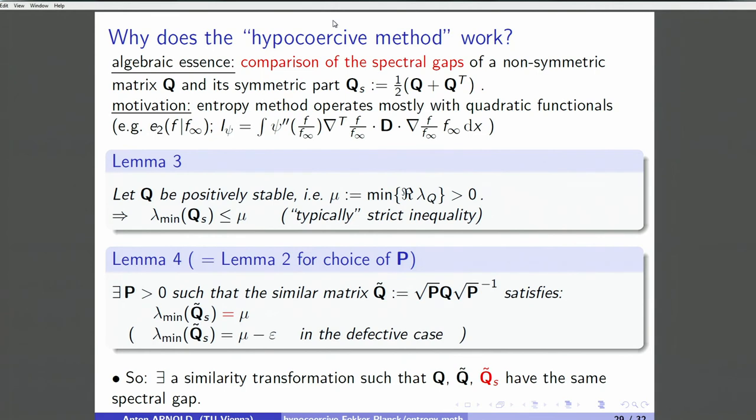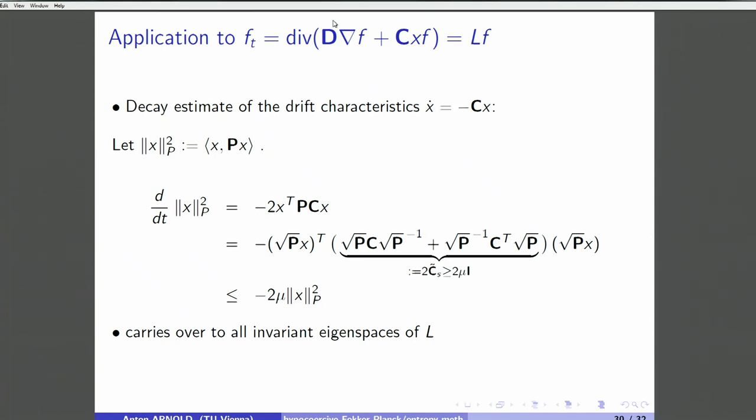I get exactly the same spectral gap. If there are defective eigenvalues on this line, I will lose an epsilon. So this means there's a similarity transformation that my original matrix Q, its similar matrix Q tilde, and most of all, the symmetric part of this Q tilde have the same spectral gap. And this is what I want to catch for my estimates. So let me show you how this very simple algebraic result works.